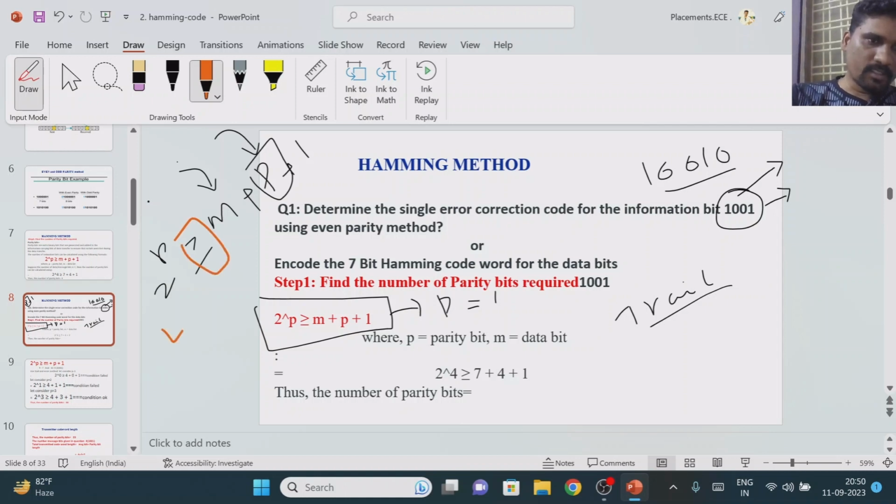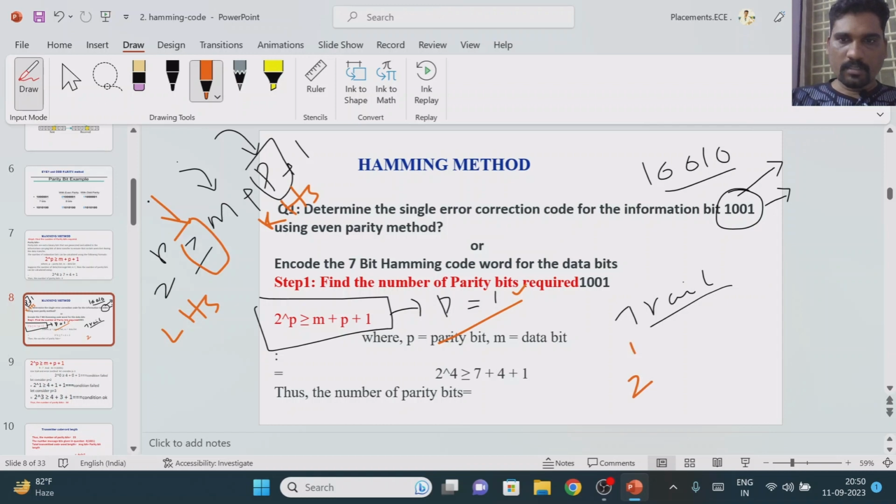What is the meaning of this LHS, left hand side, and this right hand side? It should satisfy this particular condition. If that condition is satisfied, then it means that that many parity bits we need to append with the message bits or data bits, right? For the first time, we don't know the actual value of the parity bit. For example, in the trial and error method, let p equal 1.